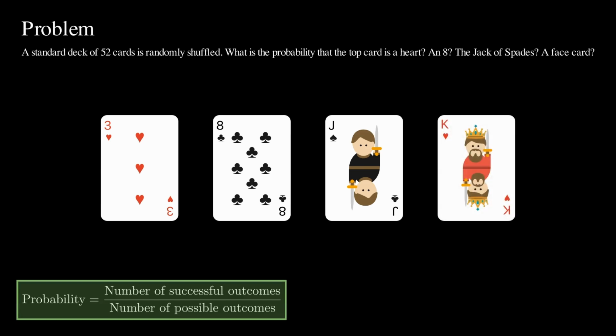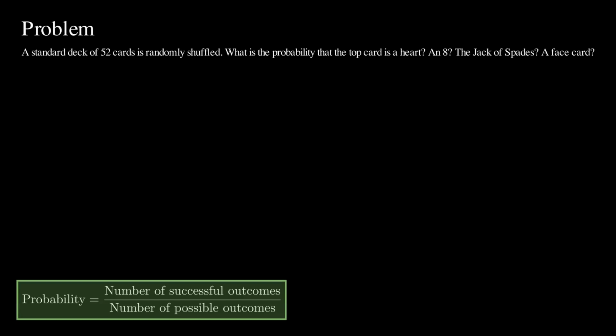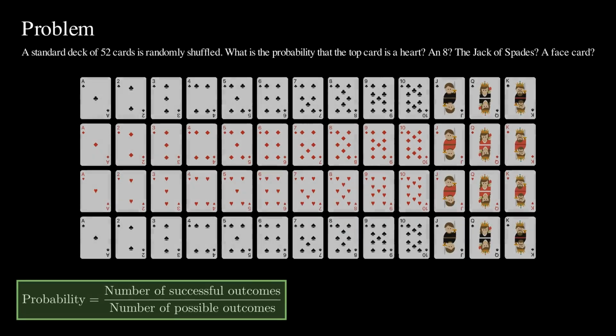Let's begin. So first, let's calculate the probability that the top card drawn is a heart. We start by calculating the total number of possibilities. How many possible options do we have for the first card? Well, the first card drawn could be any of the 52 possible cards in the deck, so there are 52 possibilities. And guess what? We're already halfway there.